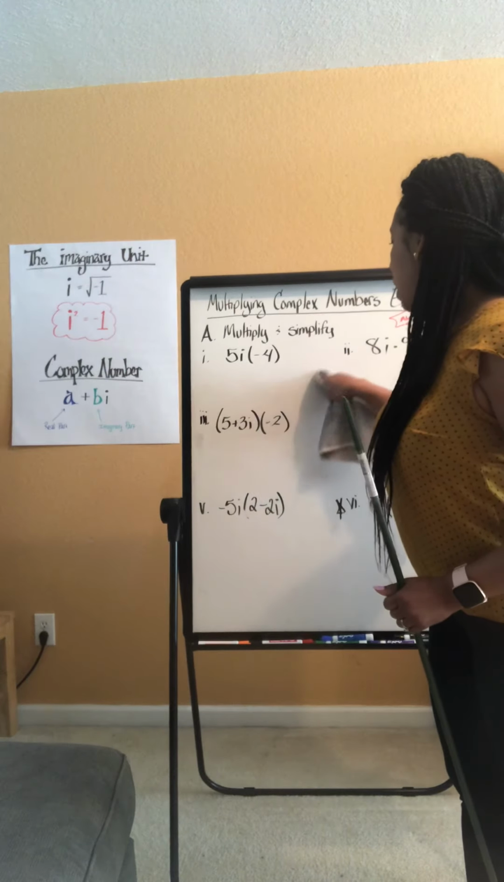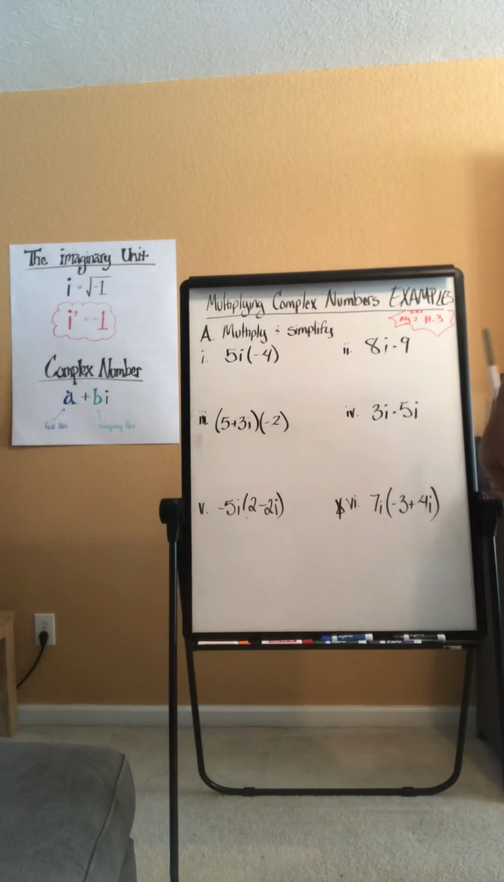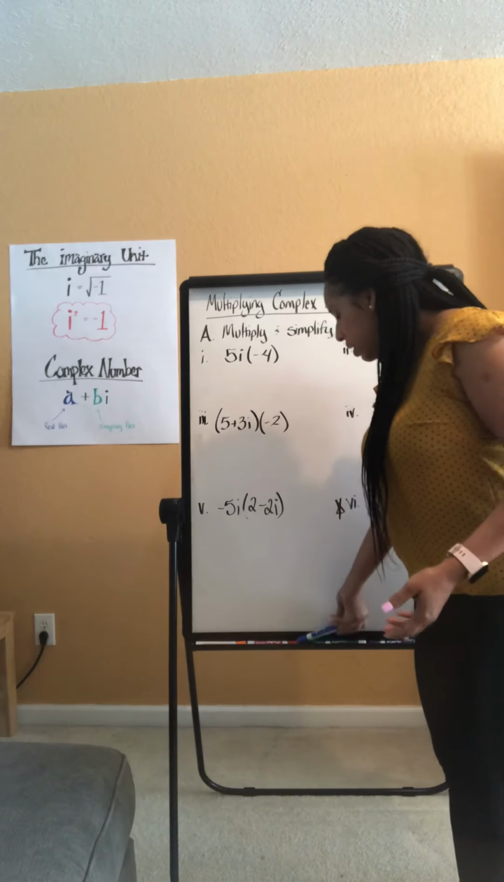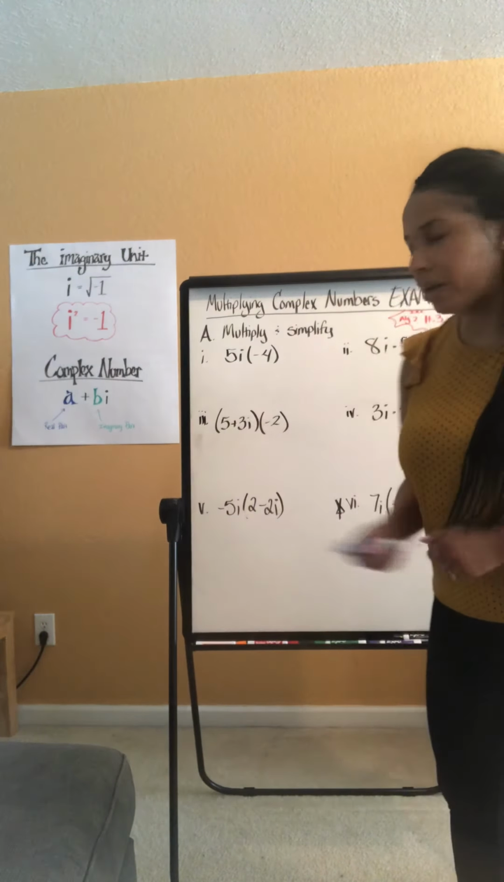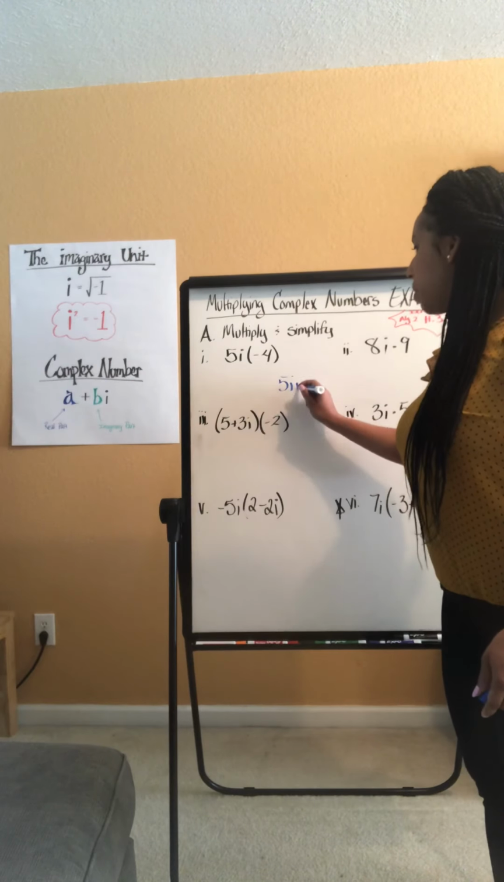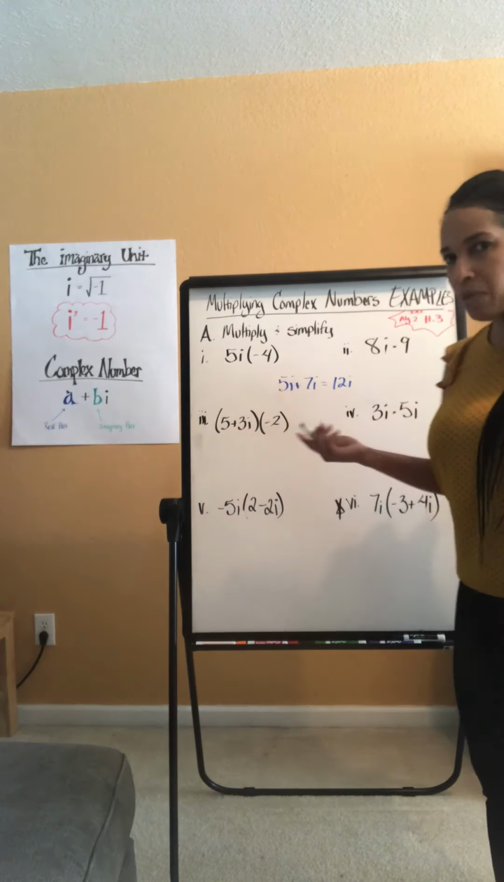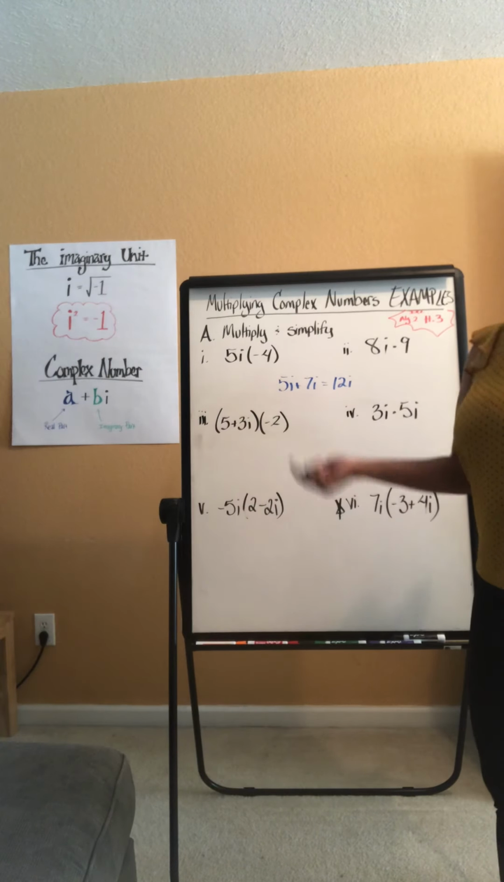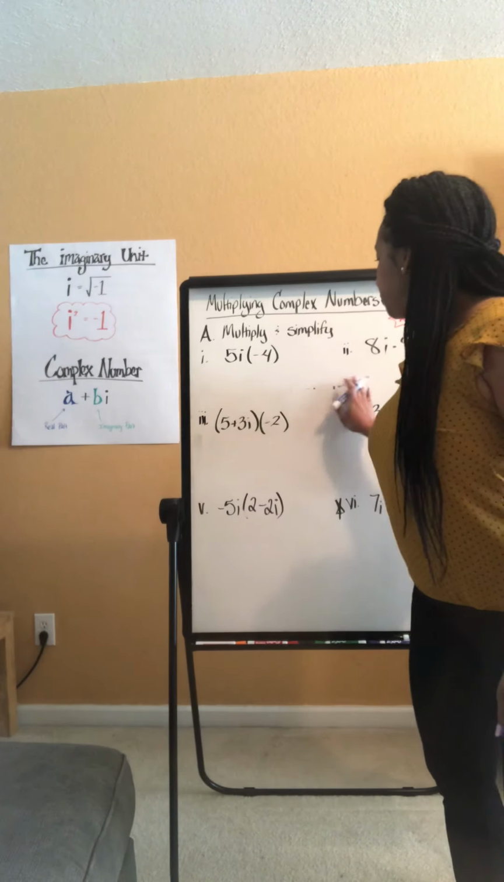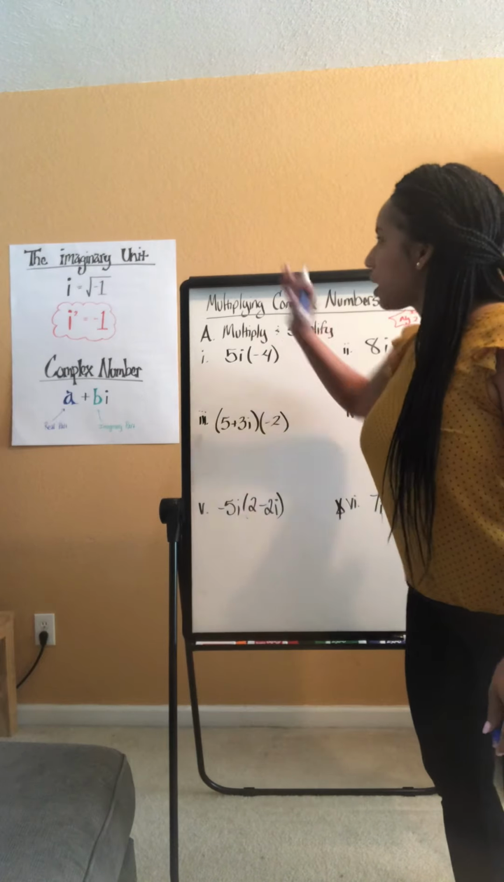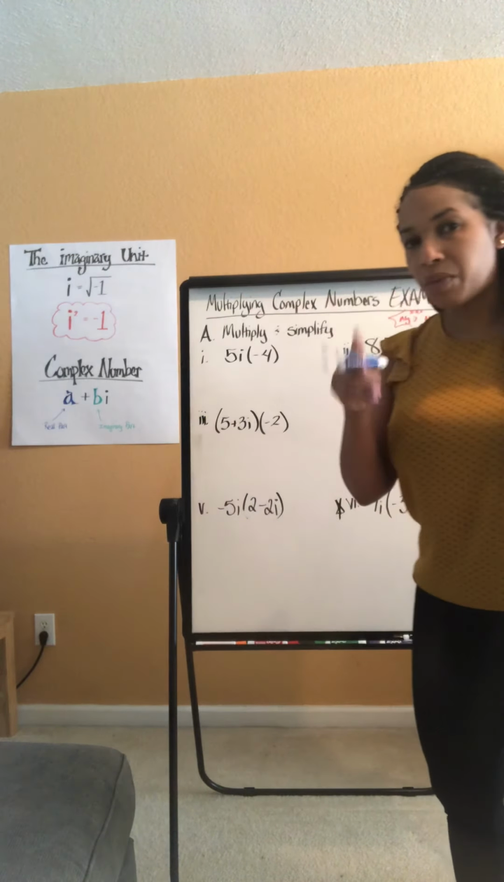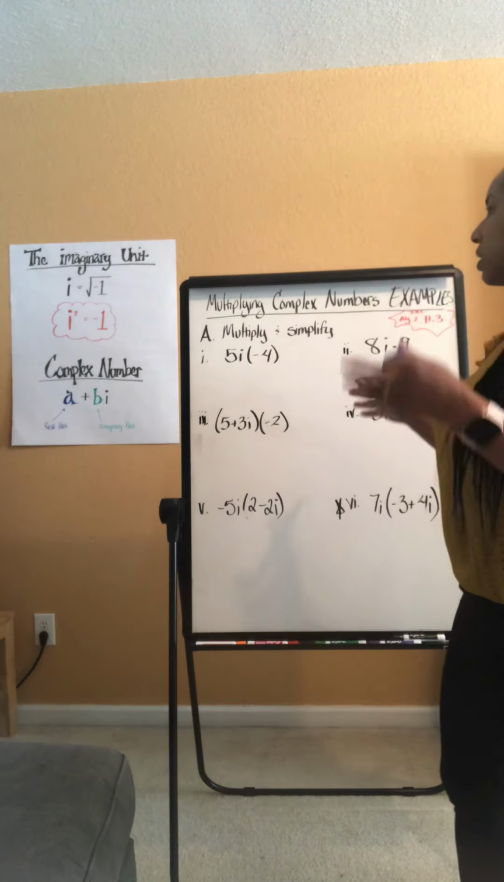Adding and subtracting complex numbers is pretty simple. It's like adding or subtracting if I had a variable. If I had 5i plus 7i, it's just going to be 12i, the same way we would do if we had x's. The only difference is, again, when we multiply, i squared is equal to -1.